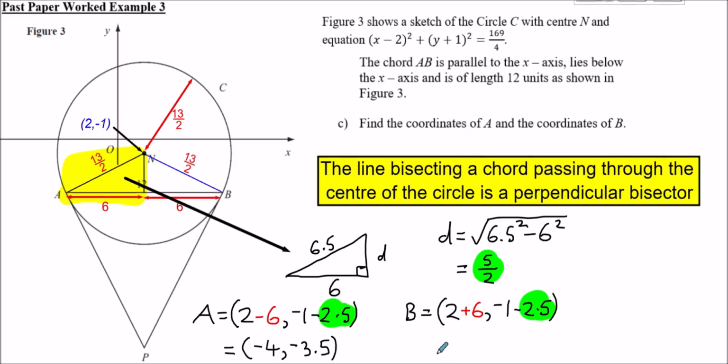So if we just compute this, 2 plus 6 is 8, -1 minus another 2.5 is -3.5. And it makes sense for A and B to have the same y coordinates because we're told in the question that AB is parallel to the x-axis. In other words, A and B isn't going up or down, it's running completely flat, and so the y coordinate should be invariant along the line segment AB.